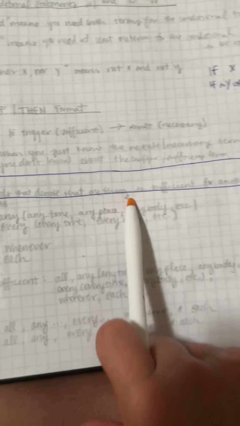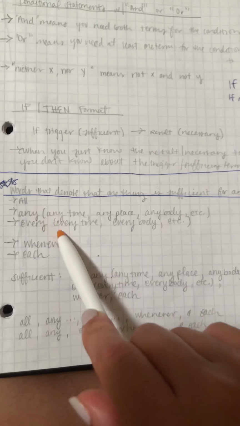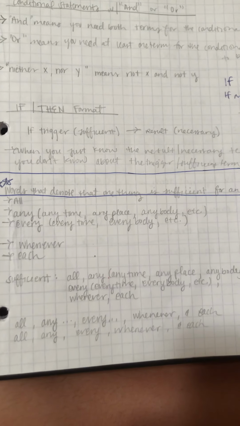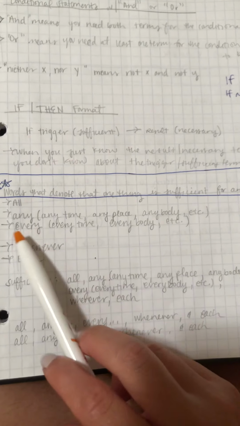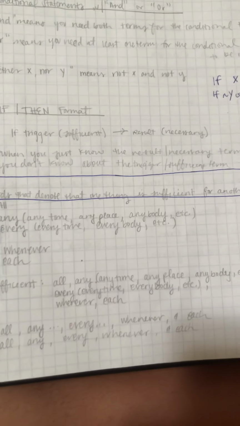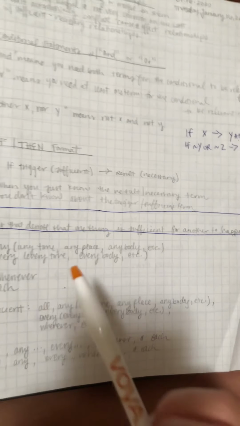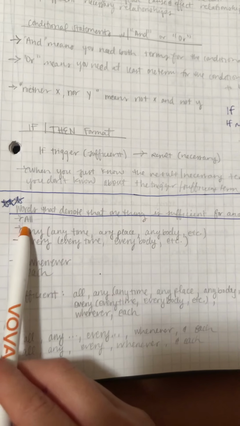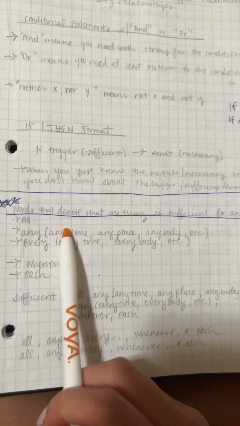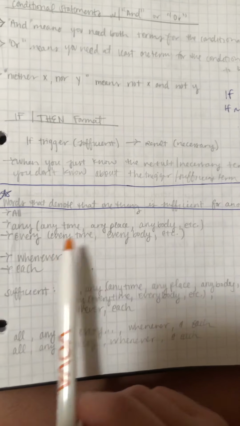Words that denote that one thing is sufficient for another to happen. So if you see any of these words by a condition and you're confused about whether it's the sufficient or the necessary term, you know that this is the sufficient term. The words include all, any, which includes any time, any place, anybody, etc. So anything, and then every time, everybody, etc.